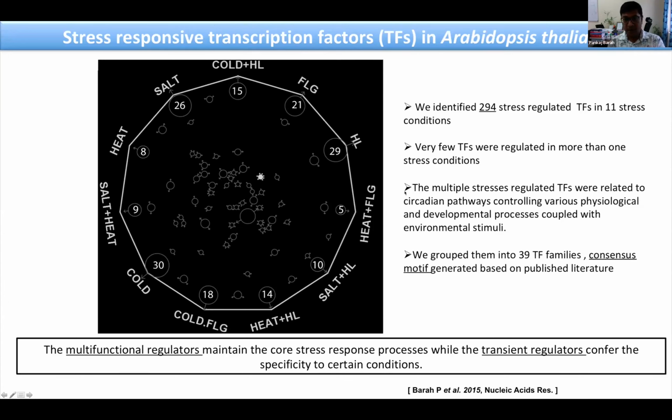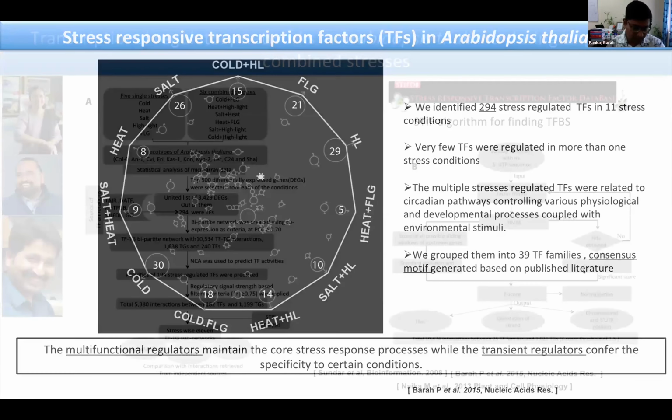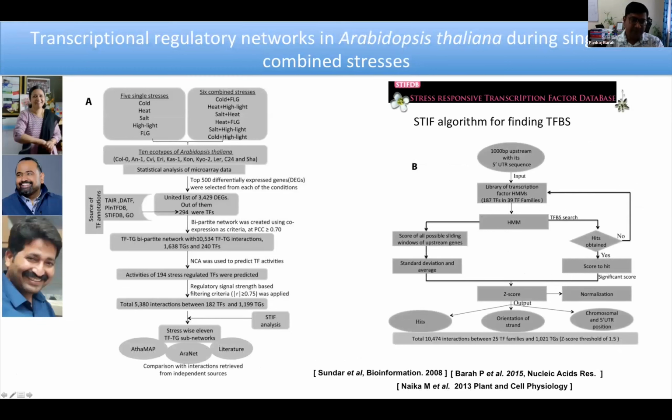So finally, we grouped all these 294 differentially expressed stress regulated transcription factors into 39 different transcription factor families, based on the consensus motif from the published literature. As we had some idea that the gene expression difference was mainly because of differential regulation of the transcriptional regulatory network, and because I knew that Mahantesh Sir, Ma'am, and Samir were involved in the STEP algorithm, we utilized network component analysis.